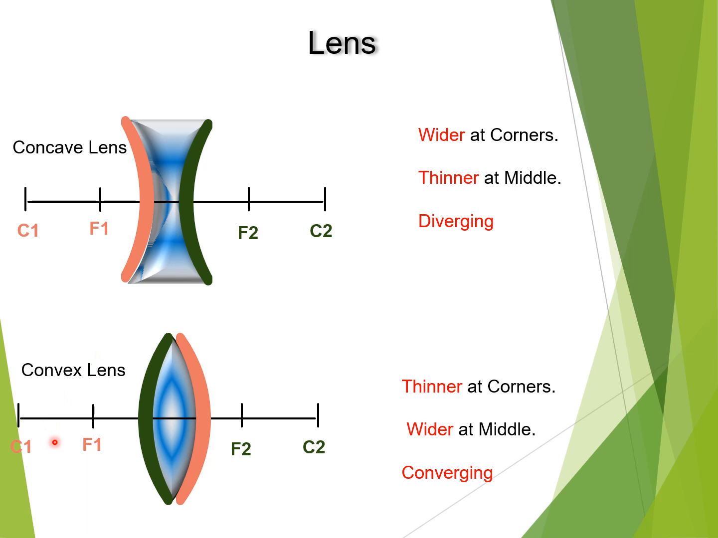In case of a convex lens, when a light ray from air is entering into the convex lens, it will again get refracted, but it will be converging. So concave lenses are also known as diverging lenses, and convex lenses are also called converging lenses.